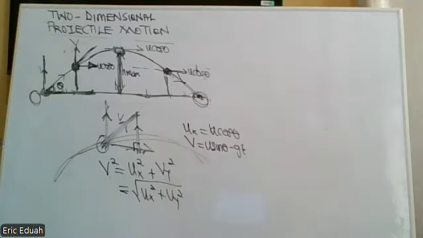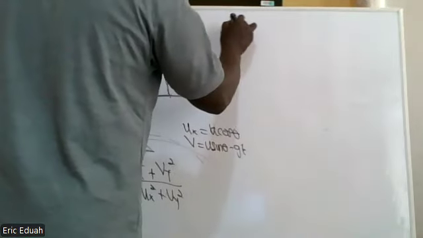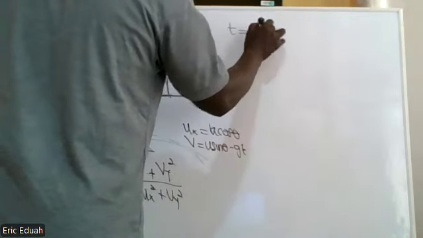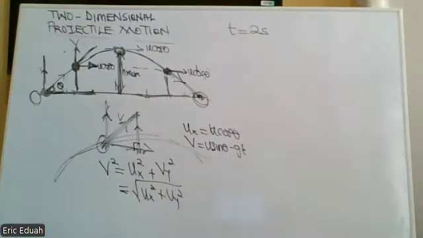Sir, please, was 2 seconds the maximum height? No, you see, the time taken to reach the maximum height is 5 seconds. So it means at a time of 2 seconds, it hasn't gotten to the maximum height yet. Okay, use that instead.